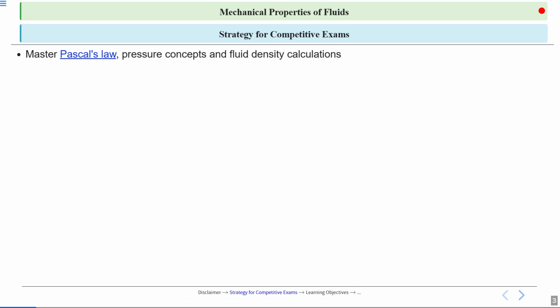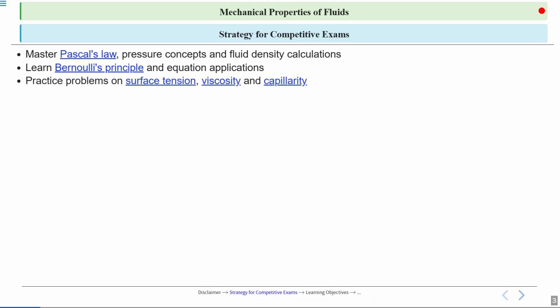So first, master Pascal's law, pressure concepts and fluid density calculations. Next, learn Bernoulli's principle and equation applications. Practice problems on surface tension, viscosity, and capillarity. Understand streamline and turbulent flow.